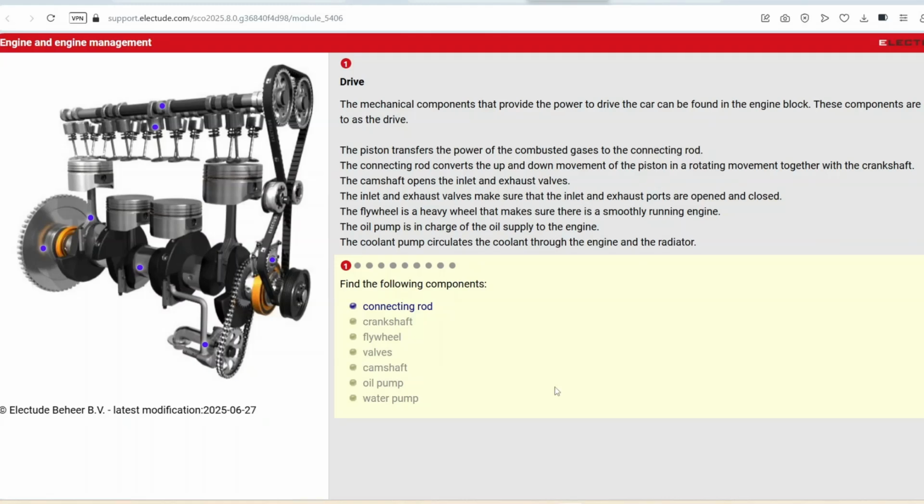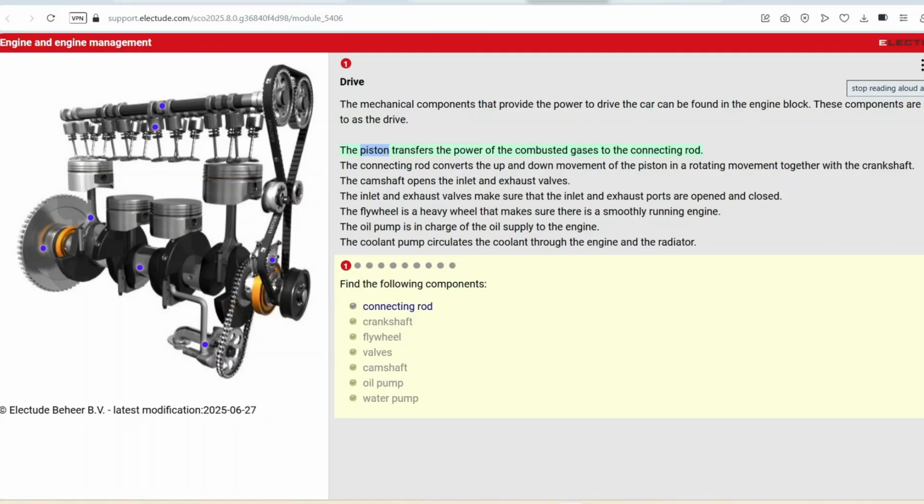I'm going to allow drive. The mechanical components that provide the power to drive the car can be found in the engine block. So I allowed These the sound. components That's why are you are referred to able as to the hear it drive.